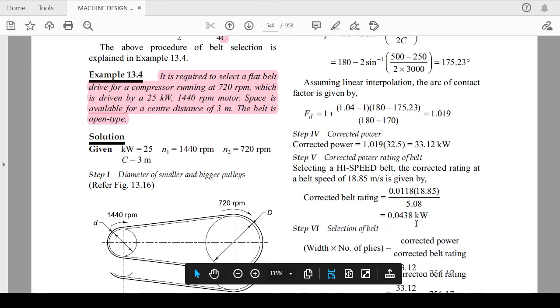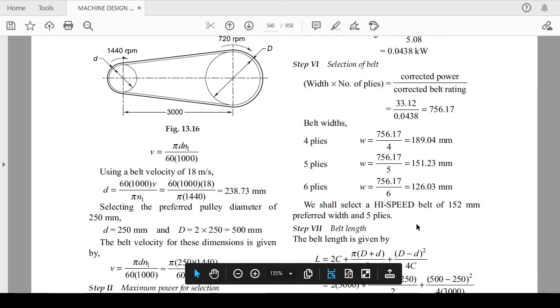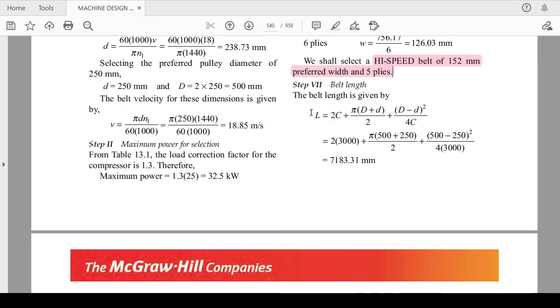Step 3, step 4, corrected power, then corrected power rating, then selection of the flat belt. If it is 4 ply, then the width will be this much. If it is 5 ply, then the belt will be this much. And for the high speed, you have to suggest these 5 plies of particular width. You can also calculate the length of our particular belt.